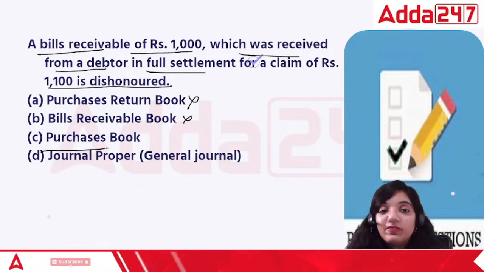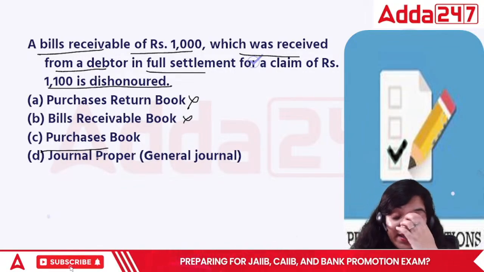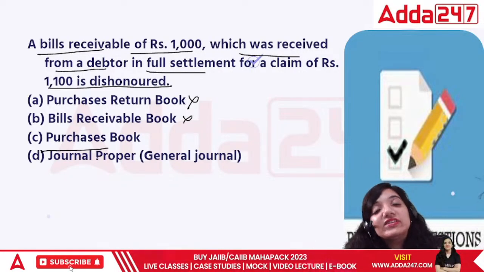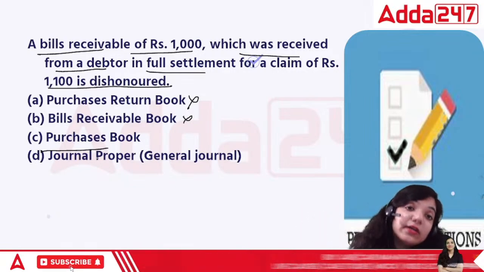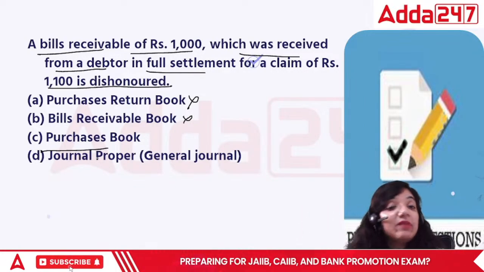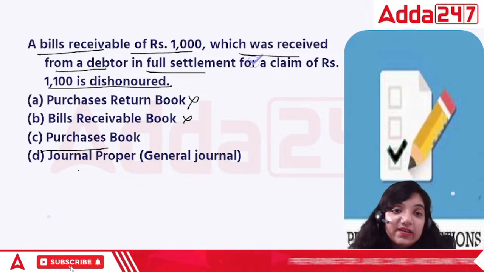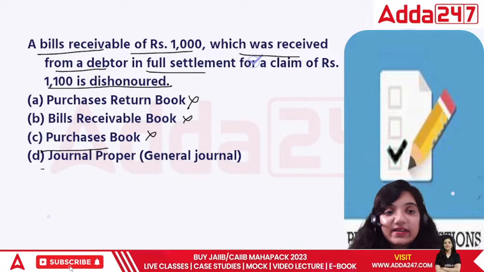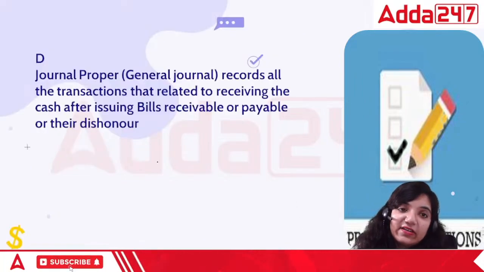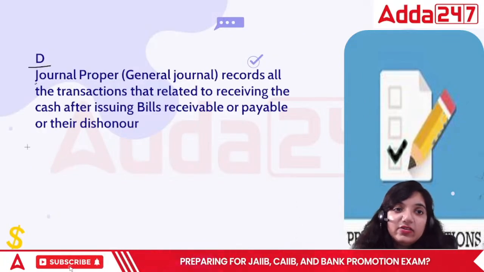Is it related to the area of purchases? No, we are not purchasing anything. It is basically related to the area where I agreed that that particular person is going to pay me. I have ordered him. Bill receivable is basically an order to the other person that I order you to pay me this much amount of money. That is, it is not purchase book. The correct answer is journal proper. Okay? So the correct answer is D. Journal proper.